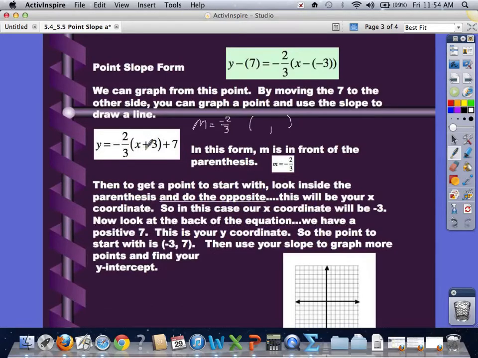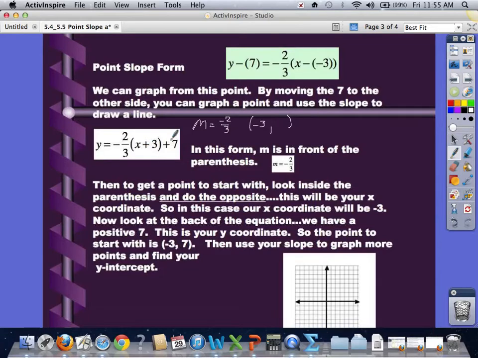You do the opposite of what's inside. So if we have a plus 3, the opposite would be a -3. That's going to be my x coordinate for a point on this line. All right? So anytime you have parentheses, and you'll see this especially when you go into Algebra 2, most of the time it's the opposite of what's inside of parentheses. It does a lot of different things to the line, and you'll learn about that. It shifts the line specifically in a certain way. So always the opposite of what's inside.